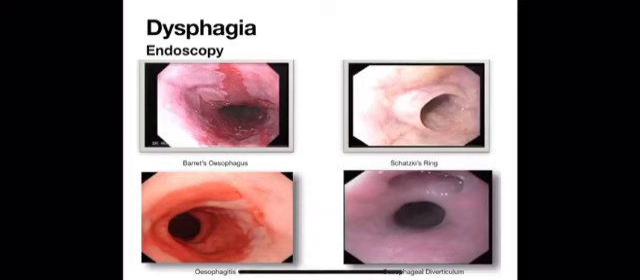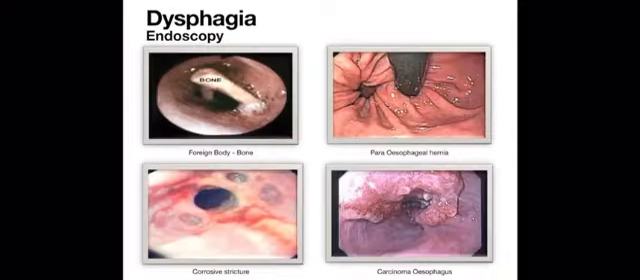The first picture shows Barrett's esophagus, wherein the squamocolumnar junction is moved above and there is intestinal metaplasia that is seen. And the second diagram shows a Schatzki's ring. The third diagram, a patient presenting with grade C esophagitis. And in the fourth diagram, you can make out an esophageal diverticulum at the level of the GEJ, might be a possibility of an epiphrenic diverticulum.